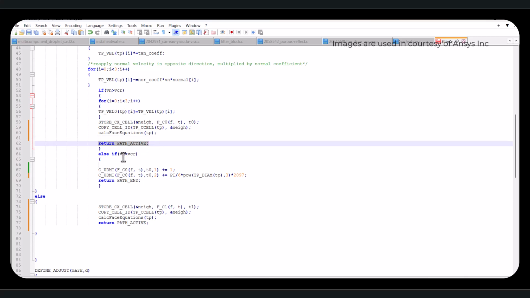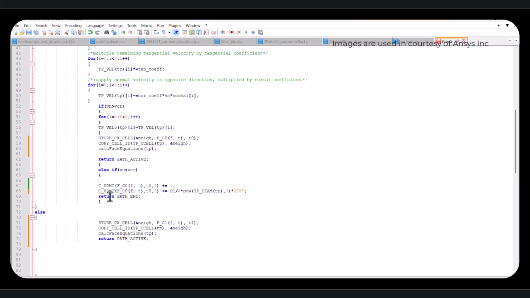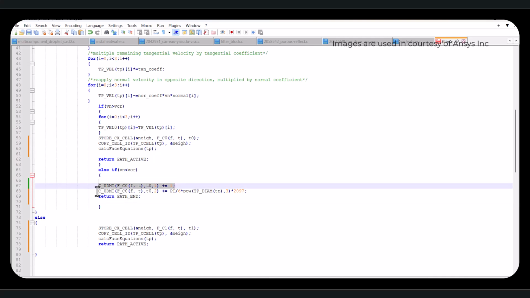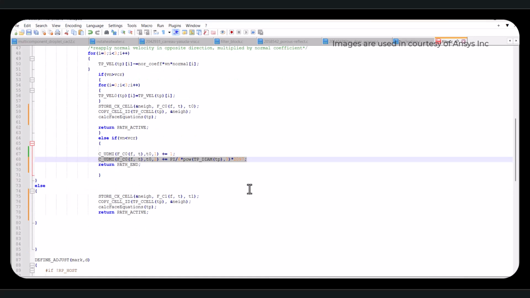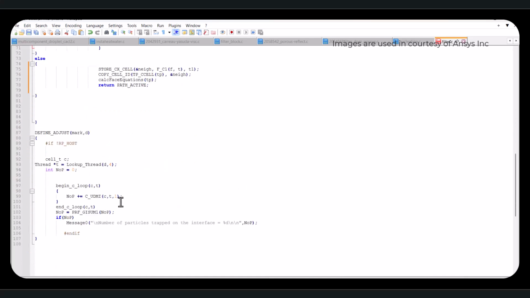But if it is less than Vcr and the diameter is greater than 1e-6, then definitely it will have a return path in. The particle will be trapped, and the number of particle traps should be taken care of by this. The mass of the particle trapped will be taken care of by this. Okay, so now we can also print this value.